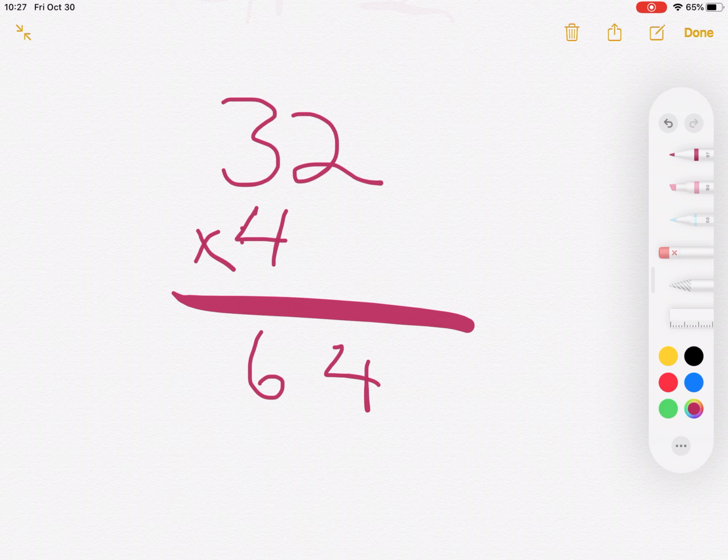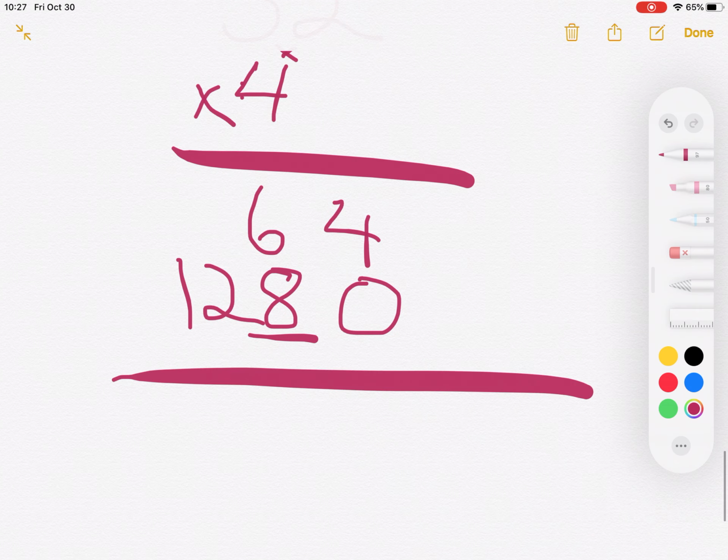And now we do across. So 2 times 4 equals 8. Don't forget 0 the hero. So I put that down. And then 3 times 4 equals 12.